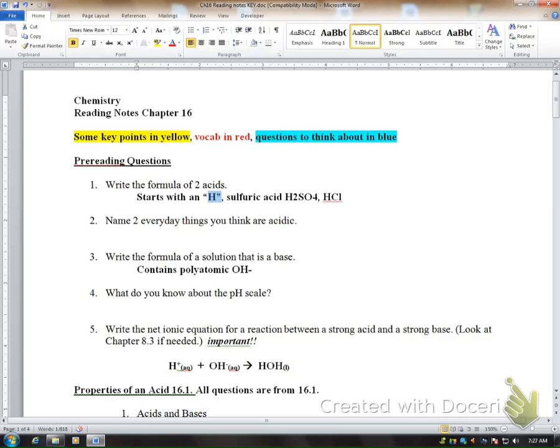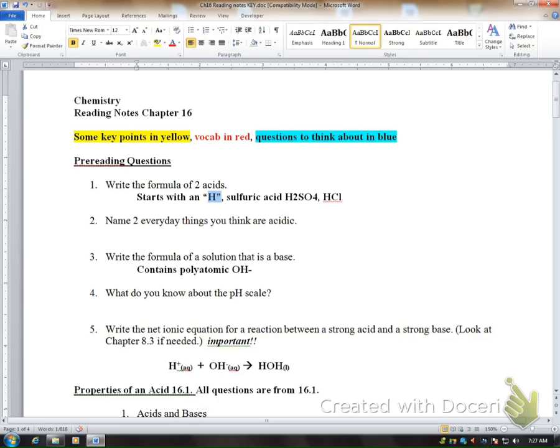Two that we've used quite often in lab, which are two that I would expect you to know the formulas of right now, are H2SO4, which is sulfuric acid, and HCl. That was even on your final exam. Everyday things that are acidic, again, a lot of times people put things like orange juice, lemon juice, Coke, soda. Those would all be great examples.